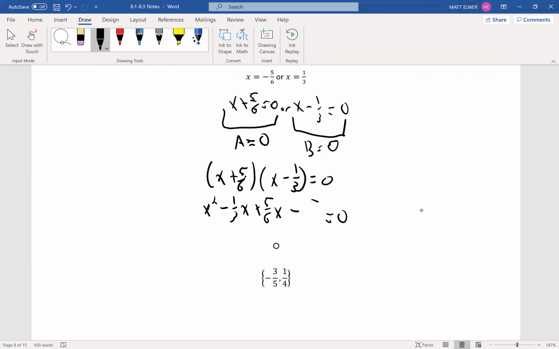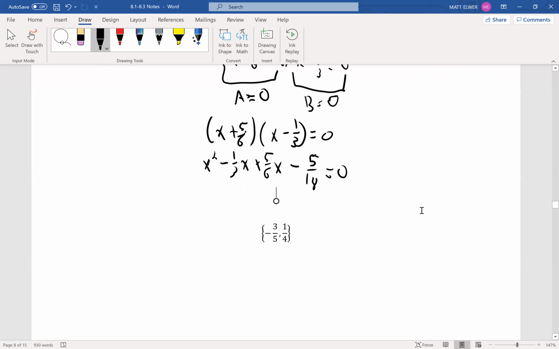Okay, so we get 5 over 18 is equal to 0, right? After we do that, what can we do? Well, we can combine our like terms, right? So we'll just combine our like terms, and then we have our answer.